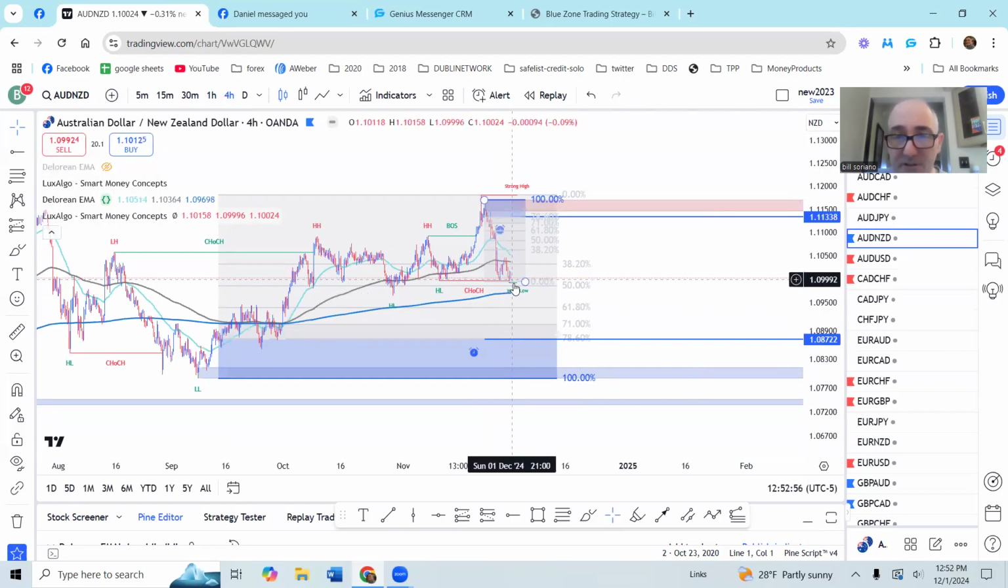So price may just continue down, hit our higher time frame blue zone, and we could look to trade this up. Or what price could do first is it can move up, hit our lower time frame blue zone alert, and that will give us the opportunity to trade this down to our higher time frame blue zone. So that's how this strategy works.